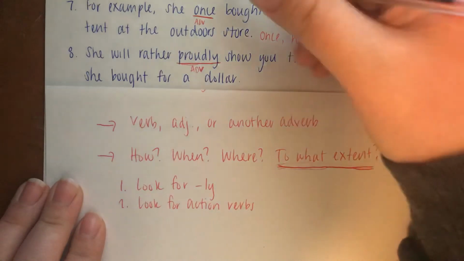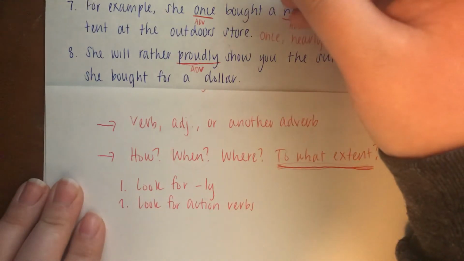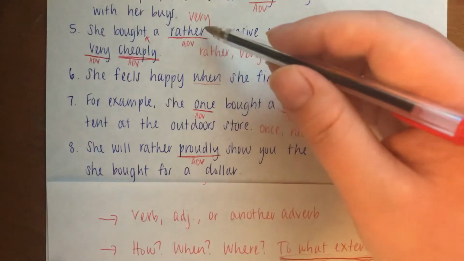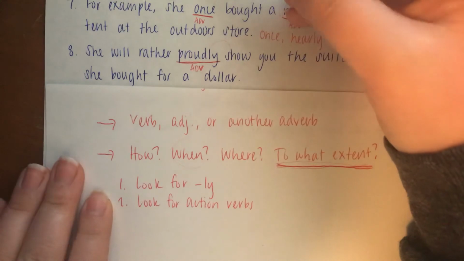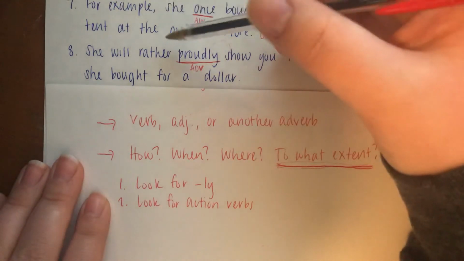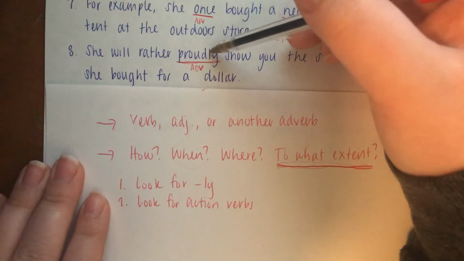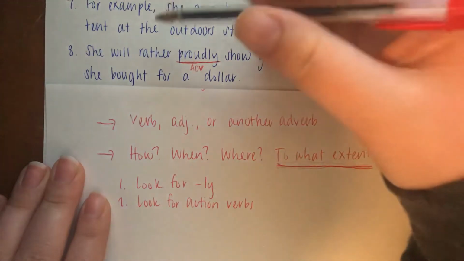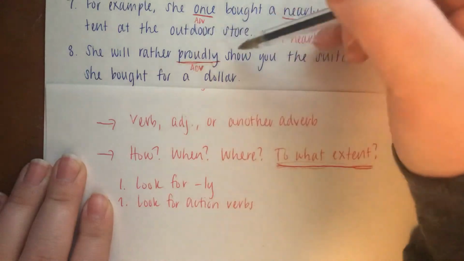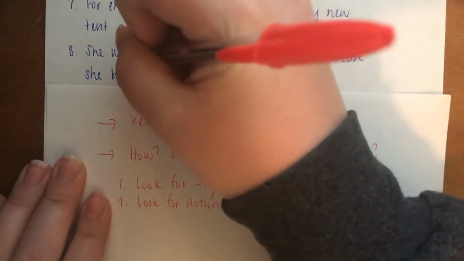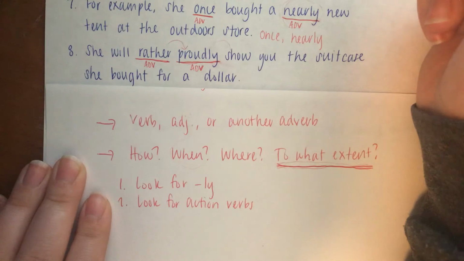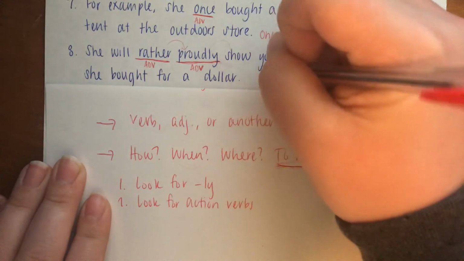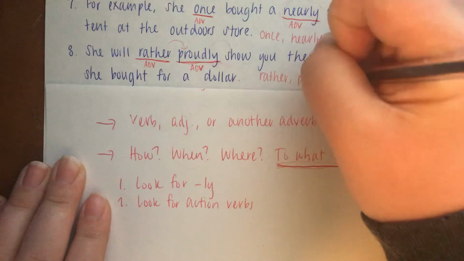If we look back up at 5, we see that rather is an adverb in 5. So we're going to look at rather in this sentence too, because sometimes words like rather and very, they almost always turn out to be adverbs. So, to what extent will she proudly show you the suitcase? She will rather proudly show you. So this here is another adverb that's modifying an adverb here, proudly. Okay, so here we have rather and proudly as our adverbs.